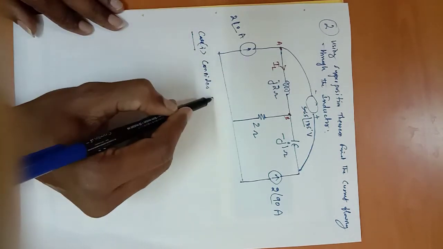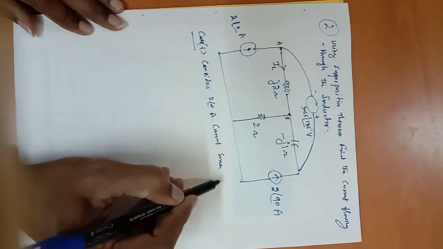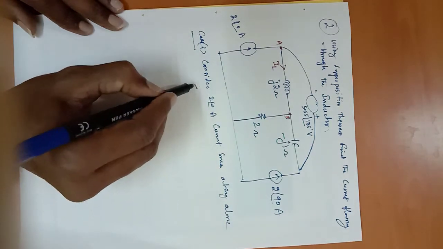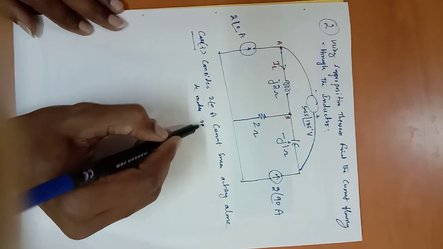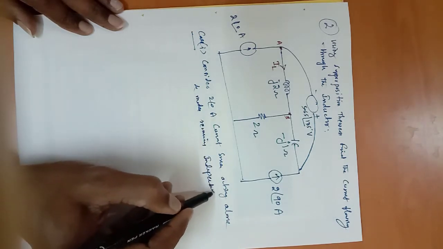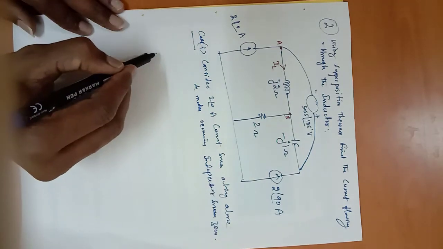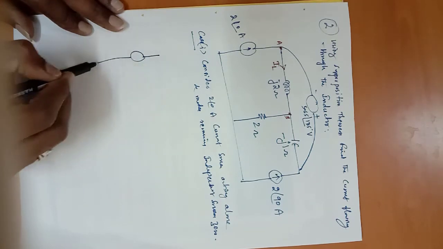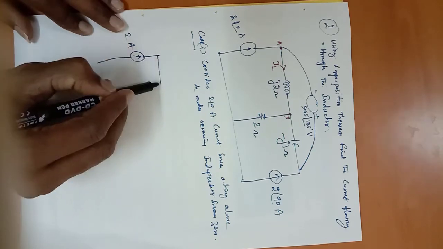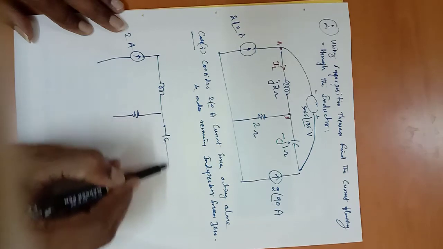Consider the 2 at an angle 0 ampere current source acting alone, and make the remaining independent sources 0. All of you observe here. Let us write the current source here. That is 2 at an angle 0, which is nothing but 2 ampere only. Write the inductor, then resistor, then capacitor.